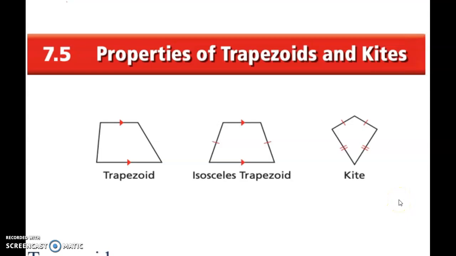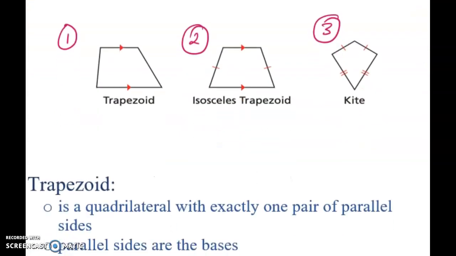Hi, in this unit, properties of trapezoids and kites, we will be talking about three things. One is trapezoid, another is isosceles trapezoid, and the third is kites. Let's understand them one by one.